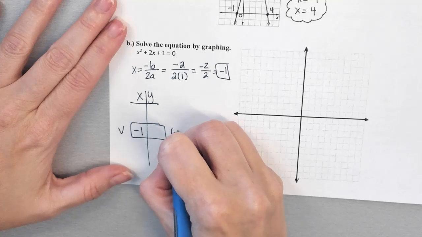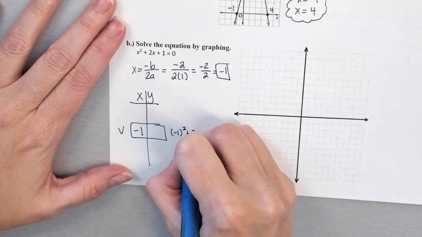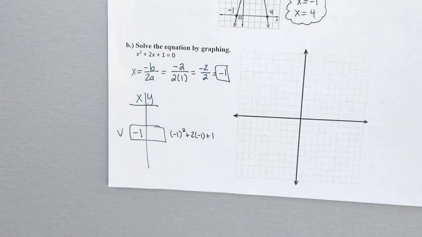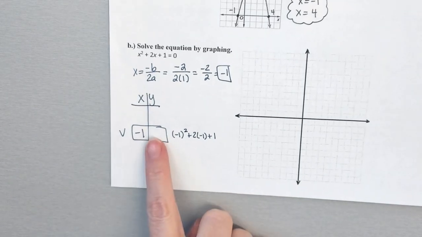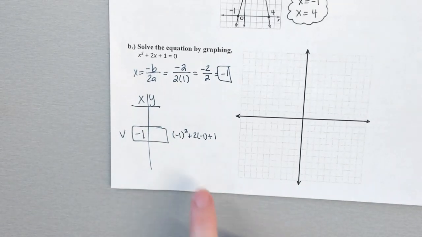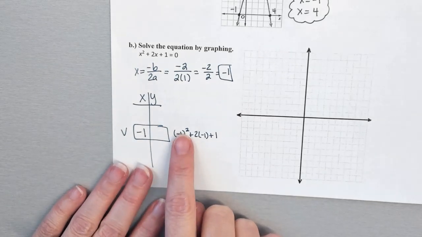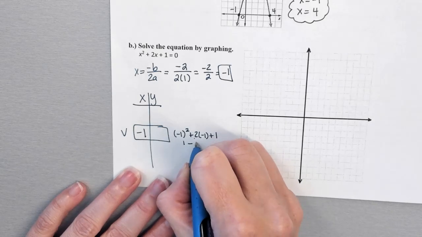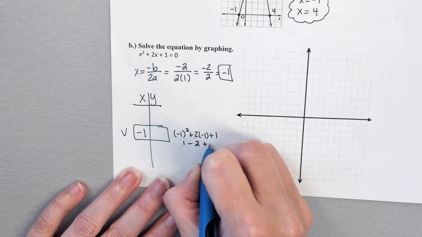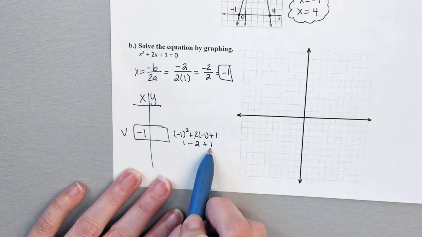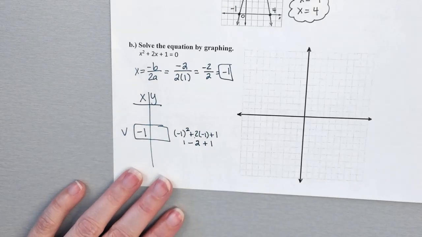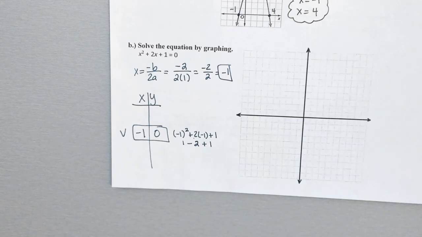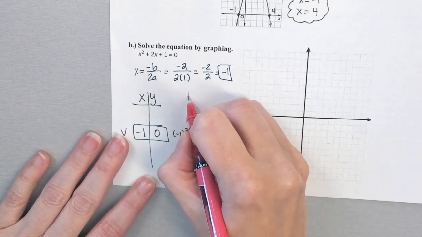Last week what we were doing is plugging this in for x to find y. I'm going to show you a new way to do this after we find the y-coordinate of the vertex. Last week we were using mental math. Negative 1 squared is 1, 2 times negative 1 is negative 2, plus 1. So do you see how we have 1 and then negative 2? That's going to be 0. Today I'm going to show you how to use the table feature.